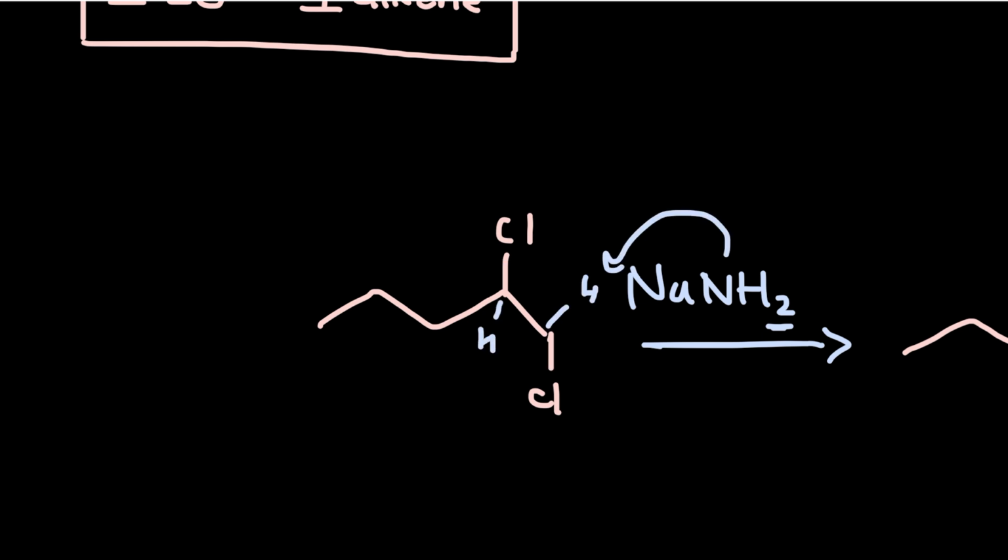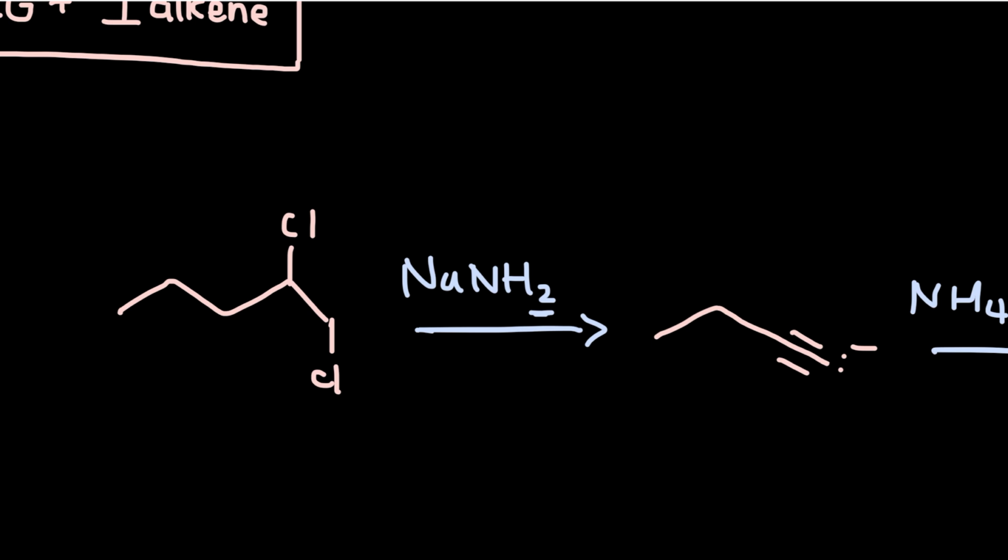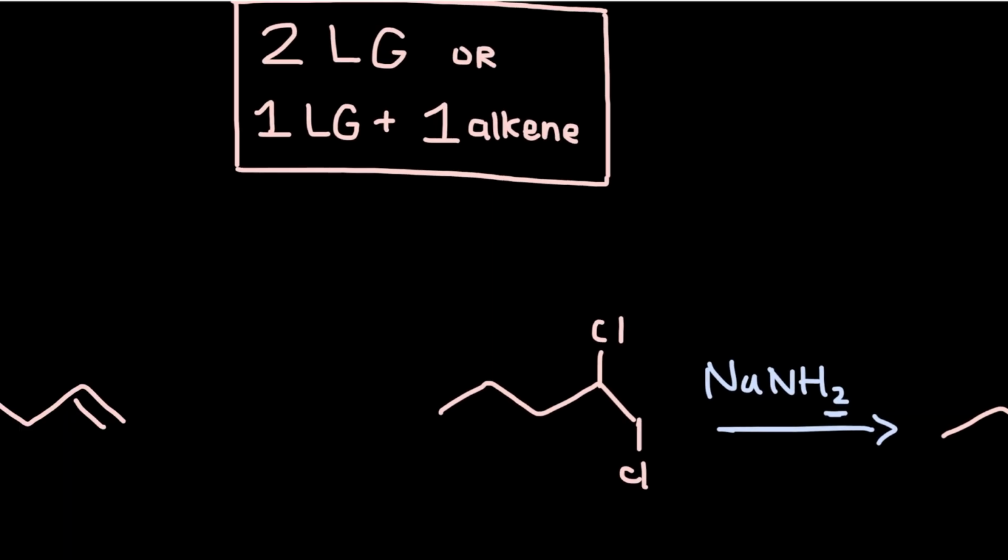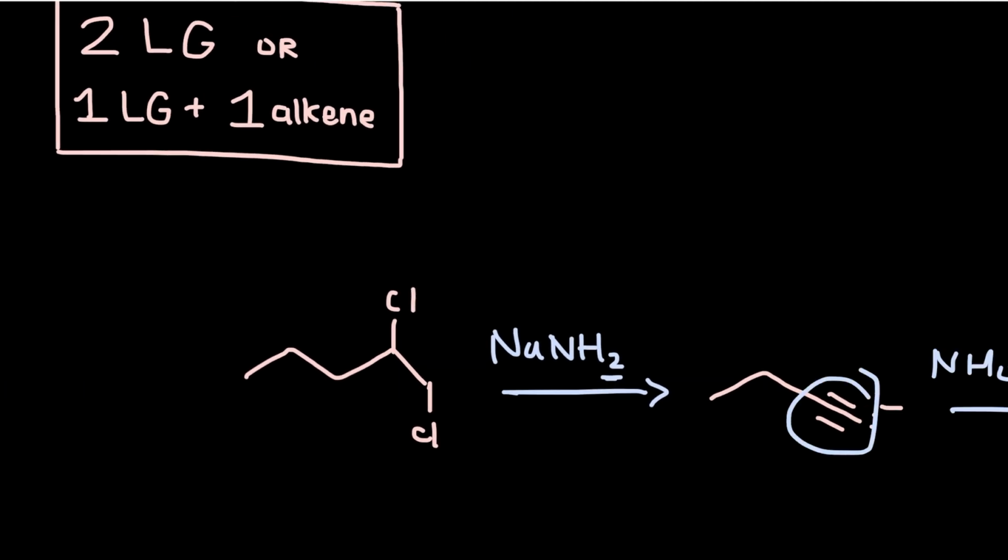And before that, we will need two leaving groups because that means we can have two hydrogens, and then this can attack this hydrogen and kick that out. And we repeat this twice, and that will get us the two pi bonds we need for this alkyne. So that's why we need two leaving groups, or we can also have one leaving group and one alkene. That will both get us an alkyne by doing this twice.